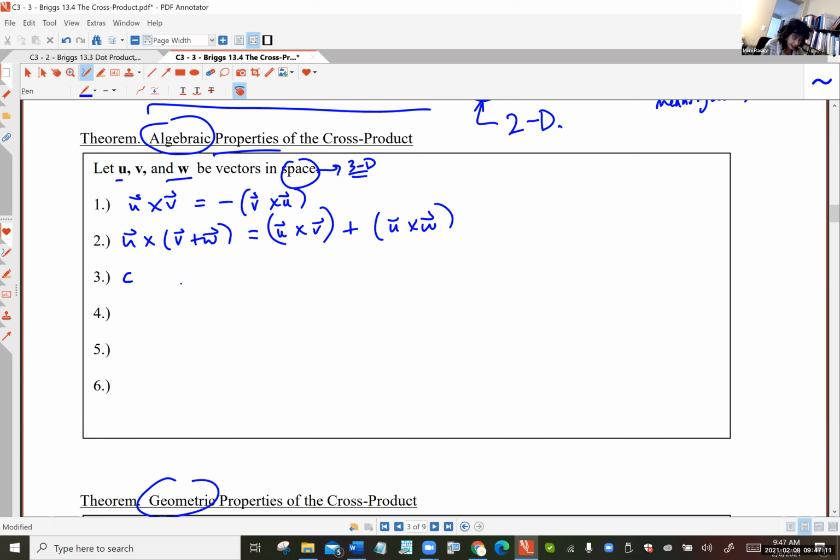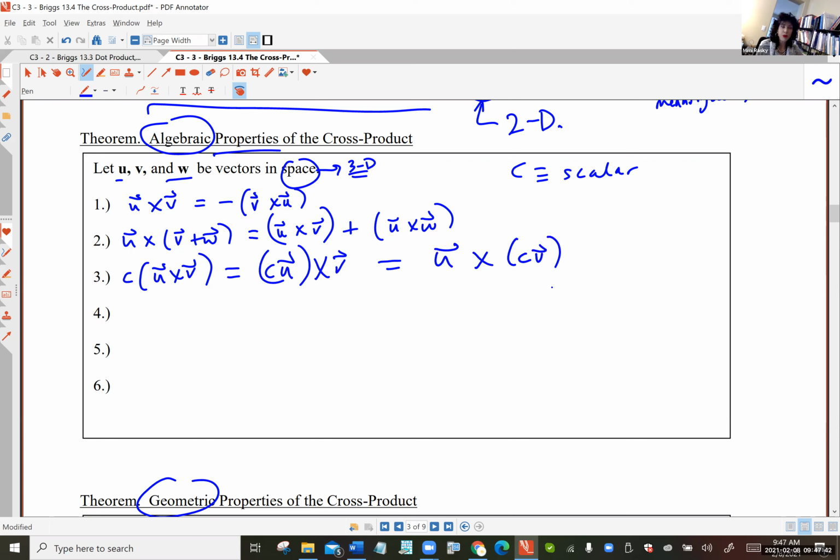Nice. What if you have a scalar C, and they want you to multiply that with the cross product? Well, you have choices. You could do the cross product first, what's inside parentheses, and then multiply that result with the scalar. Or you can first multiply the scalar with U, and then take the cross product of that with V. Or if you prefer, first take the scalar multiple of V with the scalar C, and then take the cross product. All 3 of those are equivalent.